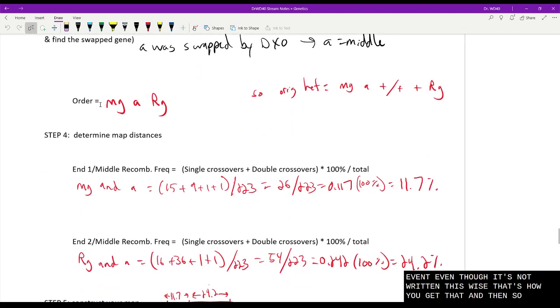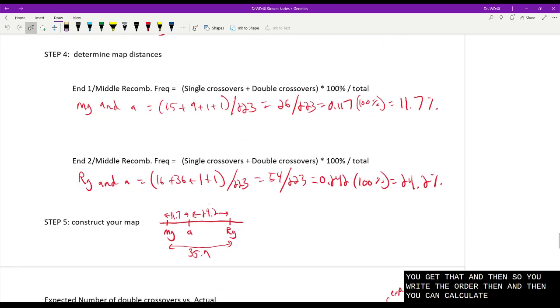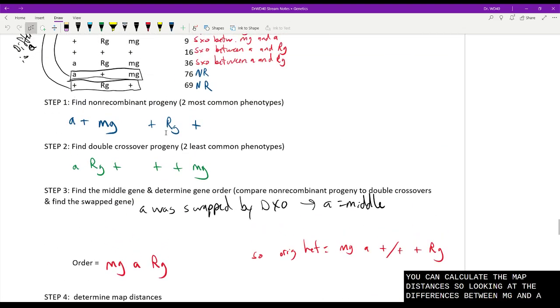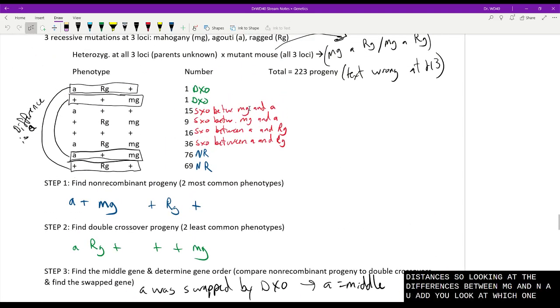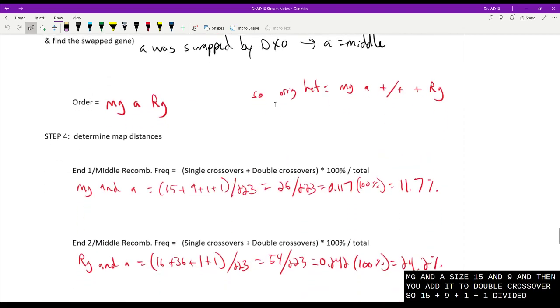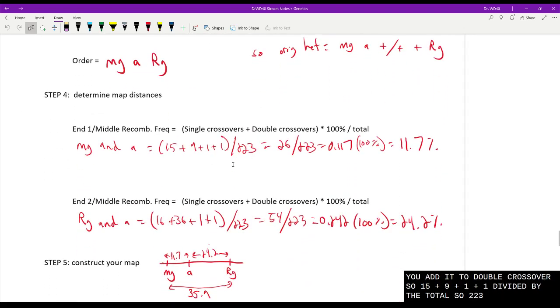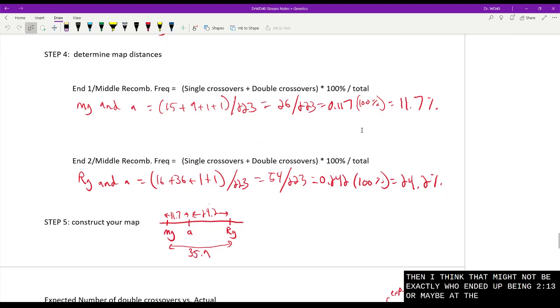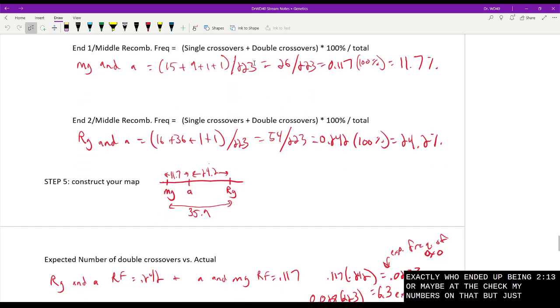And then you write the order, and then you can calculate the map distances. So looking at the differences between Mg and A, you look at which ones have a single crossover between Mg and A, so that's 15 and 9, and then you add the two double crossovers, so 15 plus 9 plus 1 divided by the total, so 223 for this one. I think it ended up being 213, maybe. I have to check my numbers on that. But just make sure you add up the total correctly, multiply by 100, that gives you the percent of recombination.